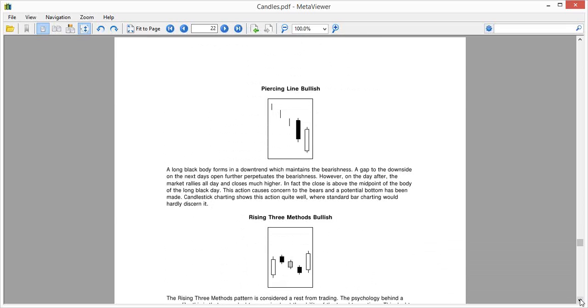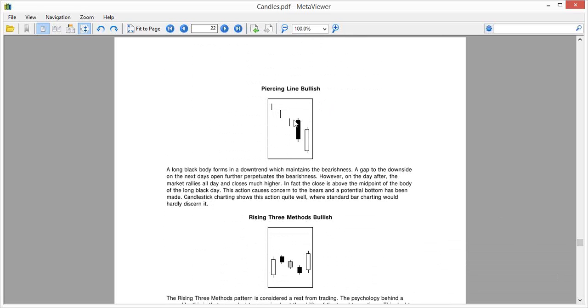Piercing line bullish. A long black body forms in a downtrend which maintains the bearishness. A gap to the downside on the next day's open further perpetuates the bearishness. However, on the day after, the market rallies all day and closes much higher. In fact, the close is above the midpoint of the body of the long black day. This action causes concern to the bears and a potential bottom has been made. Candlestick charting shows this action quite well, whereas standard bar charting would hardly discern it.